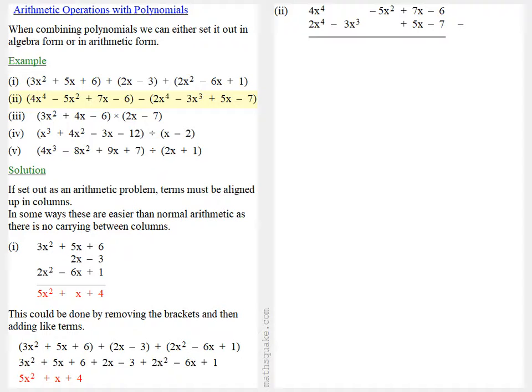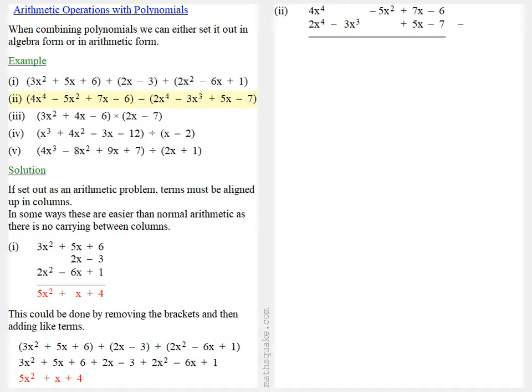We set the columns one below each other. Now we start with 4x to the power 4 minus 5x squared plus 7x minus 6. There is no x cubed term in that expression, but we must leave a space for an x cubed column. And underneath we have 2x to the power 4 minus 3x cubed. There's no x squared term, so we leave a space, plus 5x minus 7. And now again, since we're not carrying between columns, we can just subtract column by column. So let's start at the front.